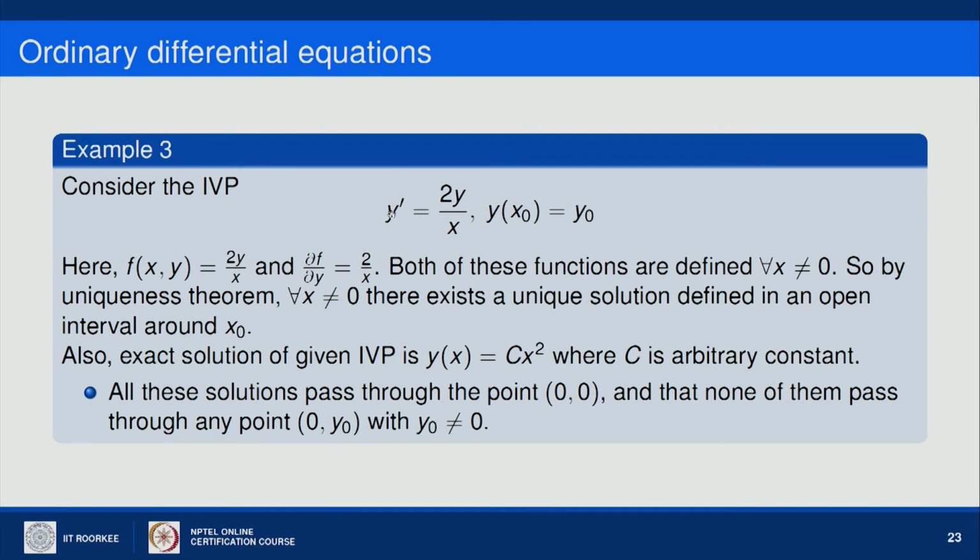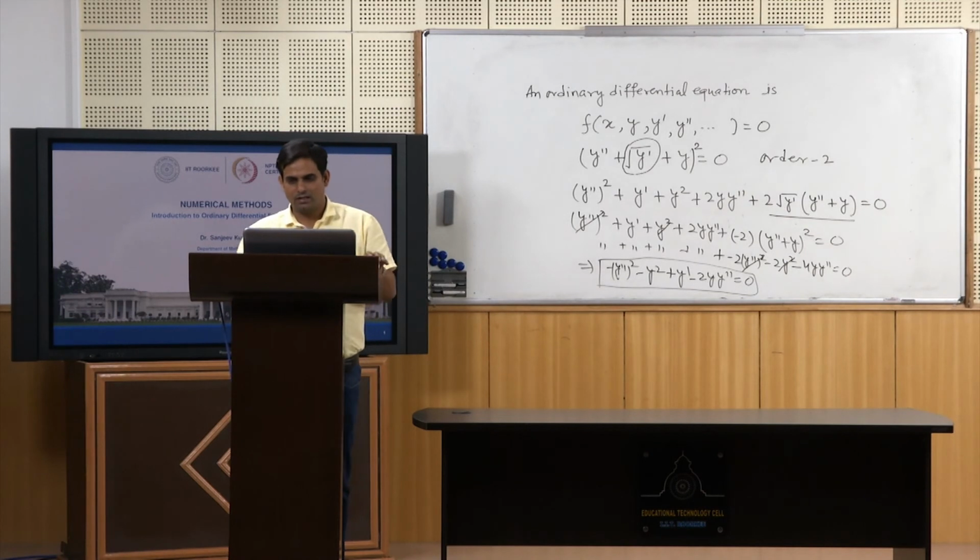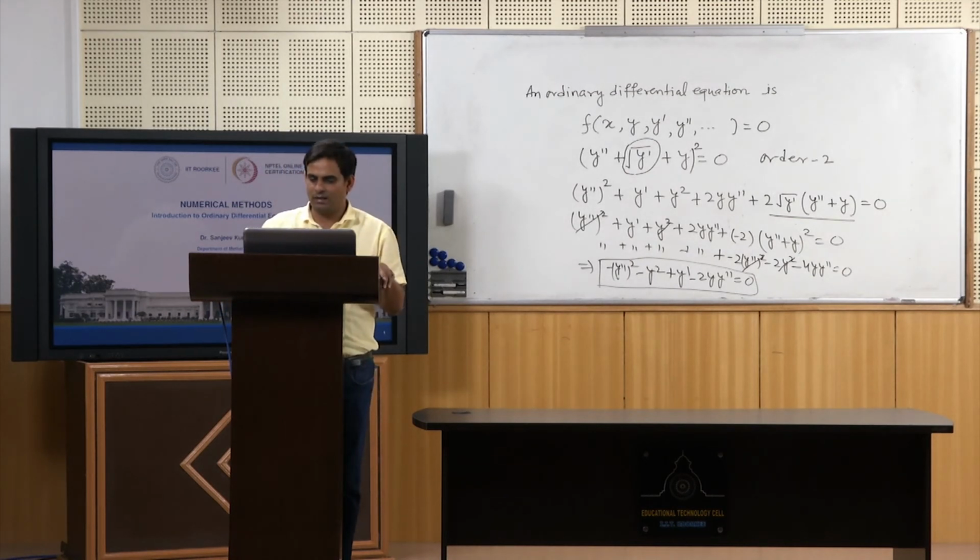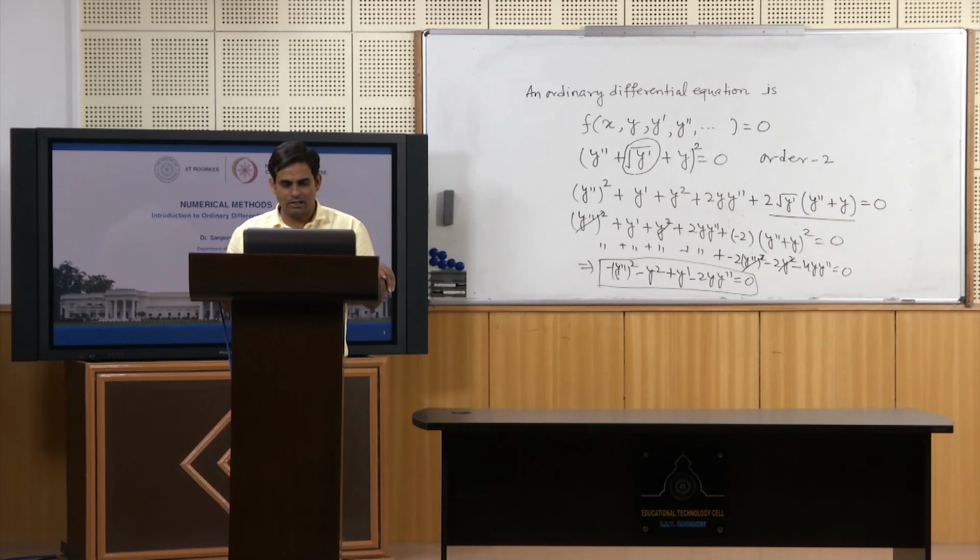Now, take this particular example, y prime equals 2y upon x, where y of x naught equals y naught. So, here f of x, y is given by 2y upon x, and del f over del y is 2 upon x. Both of these functions are defined for all x except the y axis. So, by the uniqueness theorem, for all x excluding the y axis, there exists a unique solution defined in an open interval around x naught. Also, the exact solution of this initial value problem is y equals c times x square, where c is any arbitrary constant.